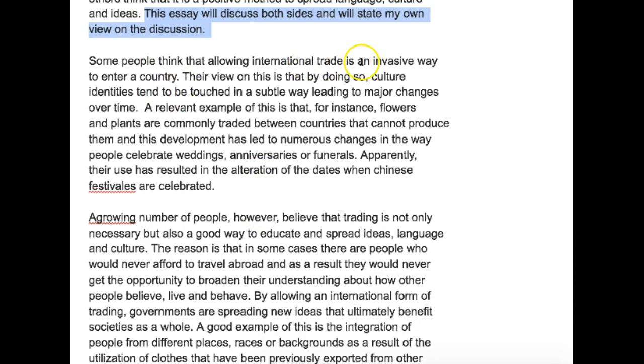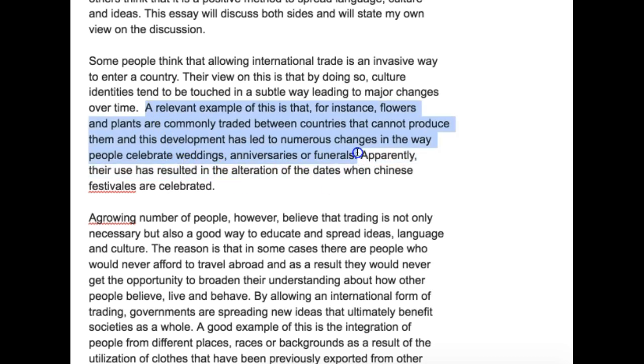Some people think that allowing international trade is an invasive way to enter a country. Once again, to sell into the country. The view on this is that by doing so, cultural identities tend to be touched in a subtle way, leading to major changes over time. Wonderful. A relevant example of this is that, for instance, flowers and plants are commonly traded. So this is grammatically okay. It sounds more like spoken English, so I imagine you've got good speaking abilities. However, in academic English, we need to write more succinctly.